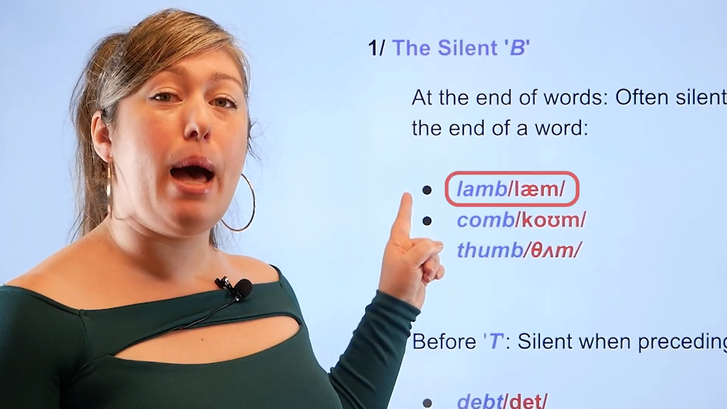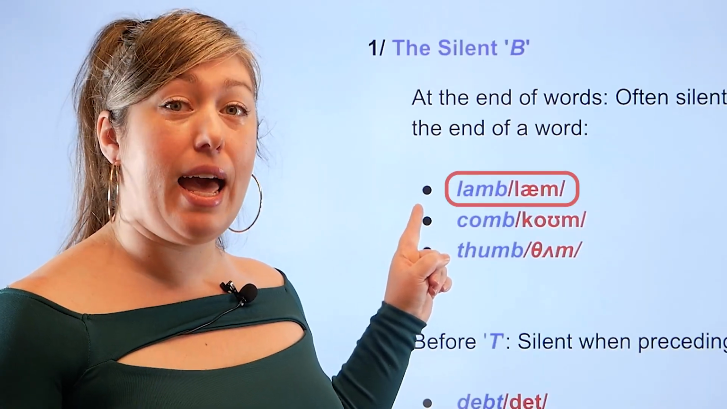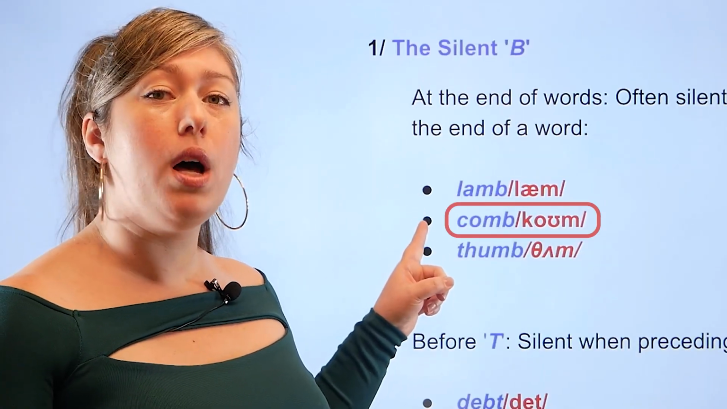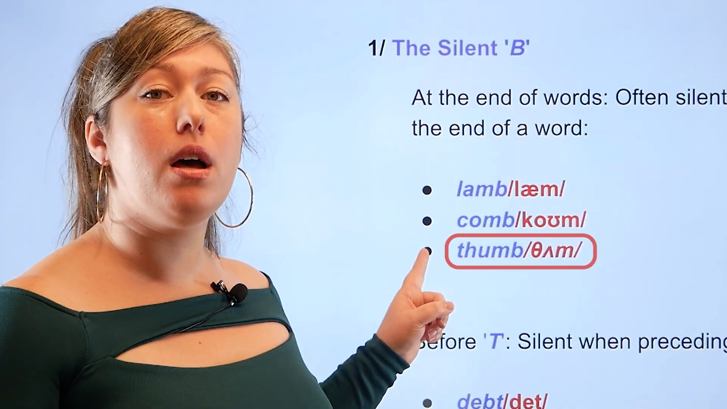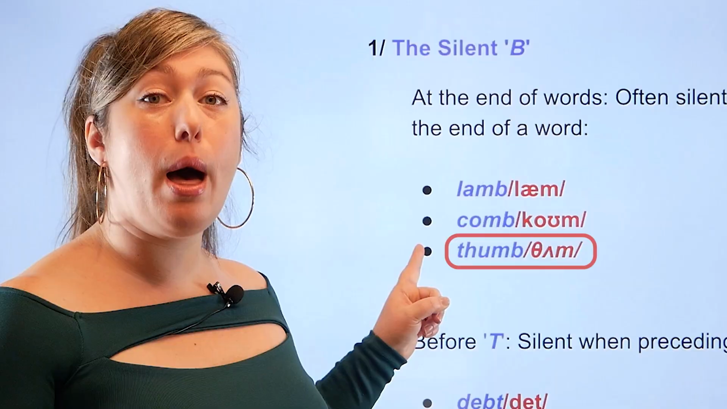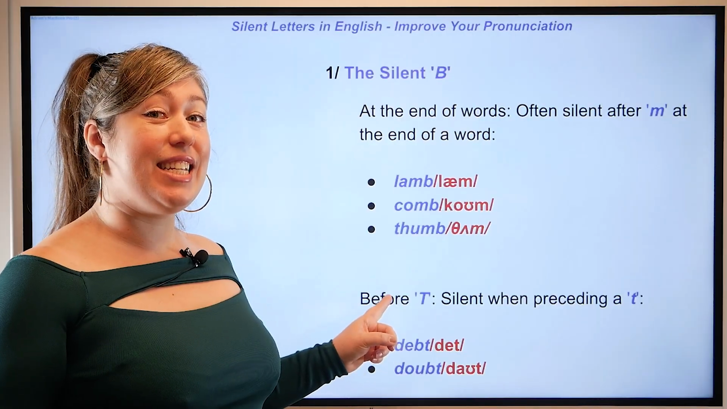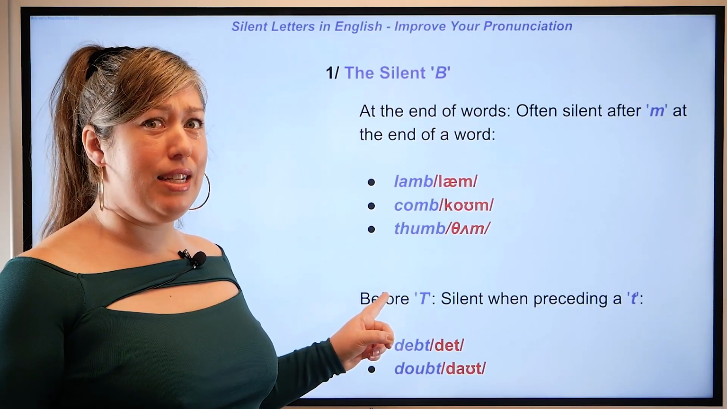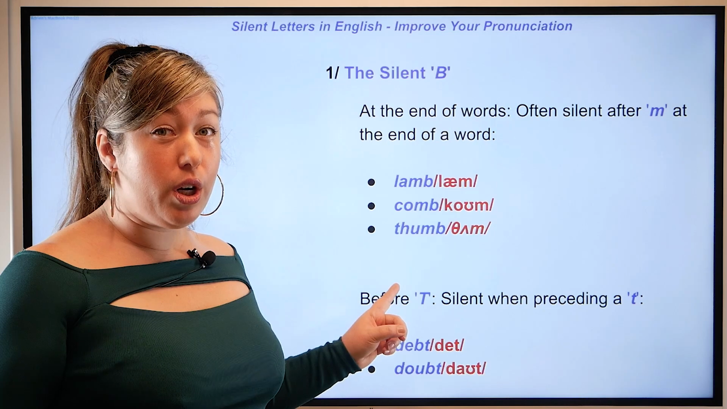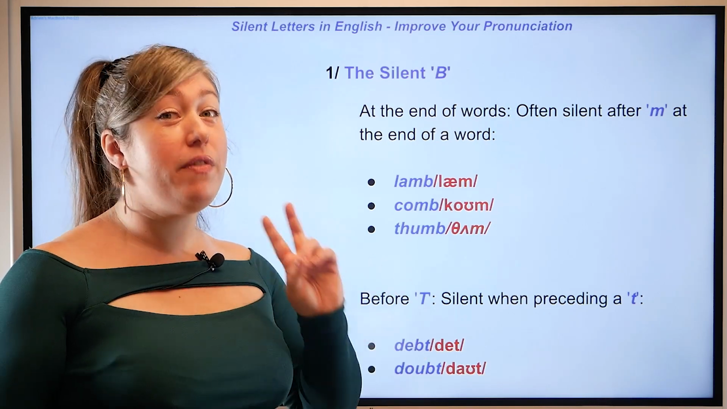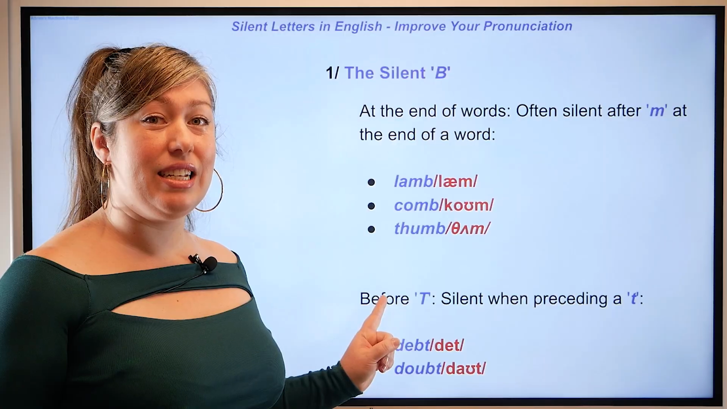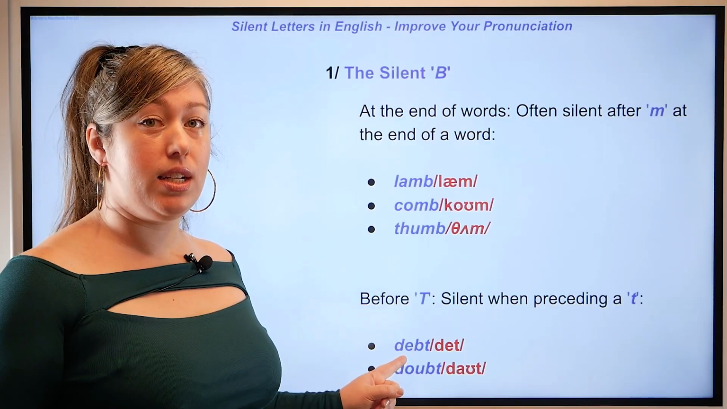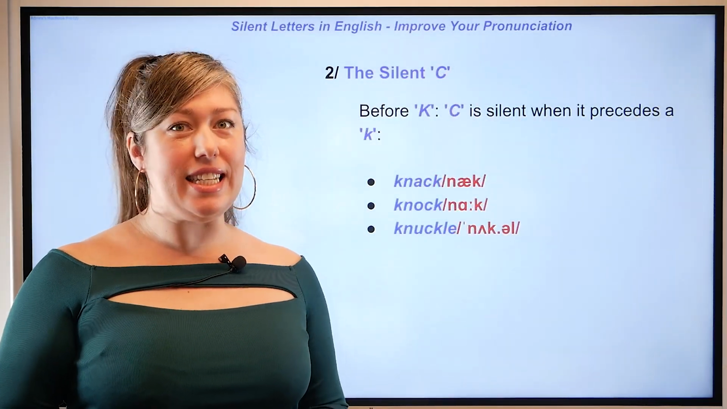Remember, lamb, not lamb, lamb. Comb, not comb, comb. Thumb, not thumb, thumb. And debt, not debit. There's a similar word which is spelled differently and they have two very different meanings, so this is really important to remember. Debt, doubt.